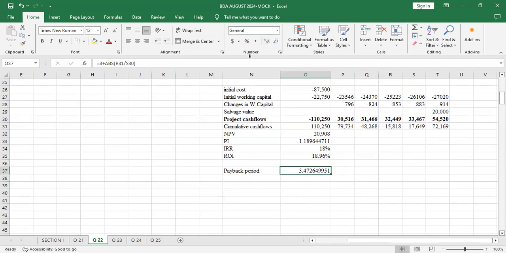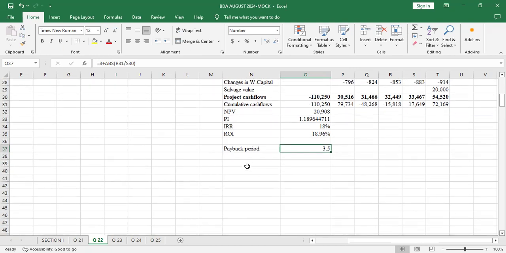Let me decrease the decimals and see. Yeah, it's 3.5. So the payback period is 3.5 years. But the examiner was asking us to use the graph to calculate the payback period of the project. I've done it manually, so we want to confirm through the graph that it is 3.5.